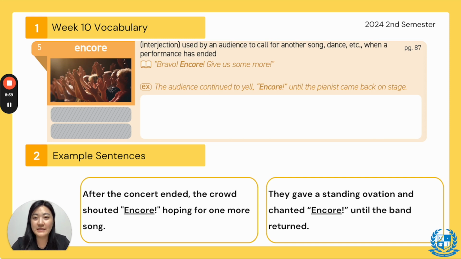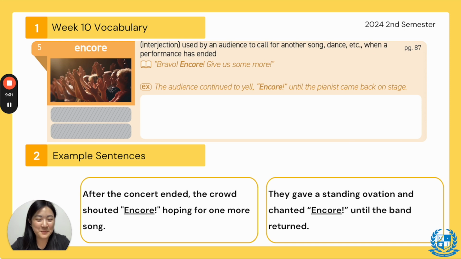Number 5, everyone say encore. Encore. It's an interjection, which means it's something that we yell out by itself. It's used by an audience to call for another song or another dance or another something when a performance has ended. So some people say from our book like this, bravo, encore, give us more. Meaning, give us one more song, encore, encore, encore.